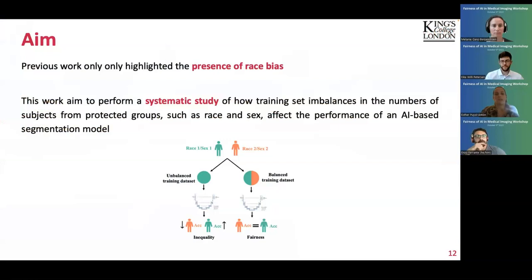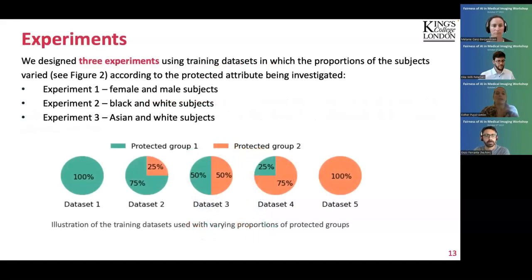So as mentioned before, the idea was to see how training with imbalanced databases will affect the performance. So for that, we performed 3 different experiments. In the first one, we wanted to assess the effect on gender, and the other 2 the effect on race, especially looking at Black versus white and Asian versus white. And the idea here is that we will be training with 5 different databases. The first one where we have 100% of the first group and 0% of the second group, and then changing the percentage: 75, 25, 50, 50, where we have a balanced database, up to the point where we have 100% of the other group.